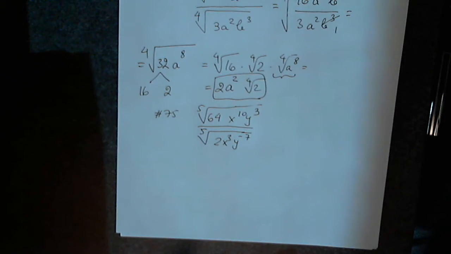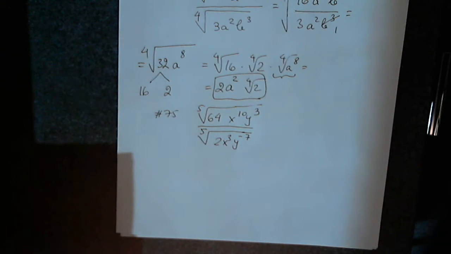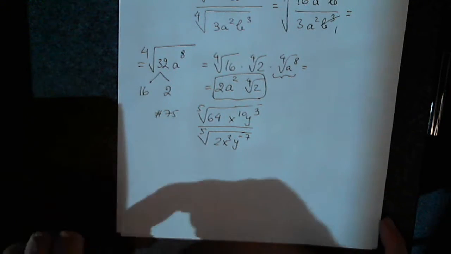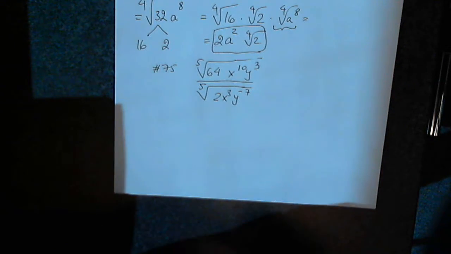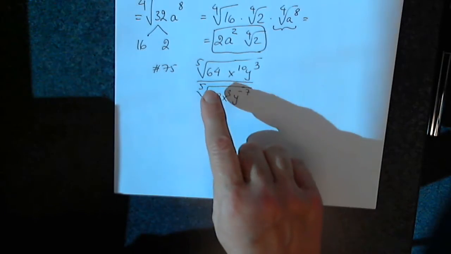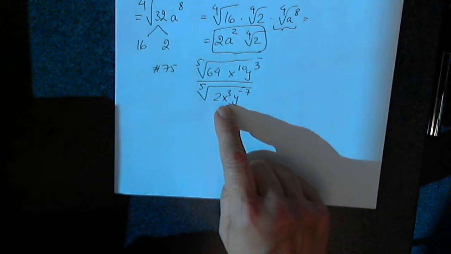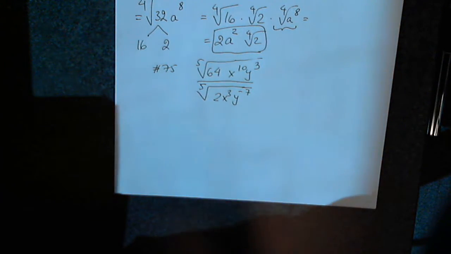If they were totally different quantities with no common factors, I would have not bothered to write the same index. It's the fifth root of 64, x to the 10th, y to the 3rd, and the fifth root of 2, x to the 3rd, y to negative 7. Better?